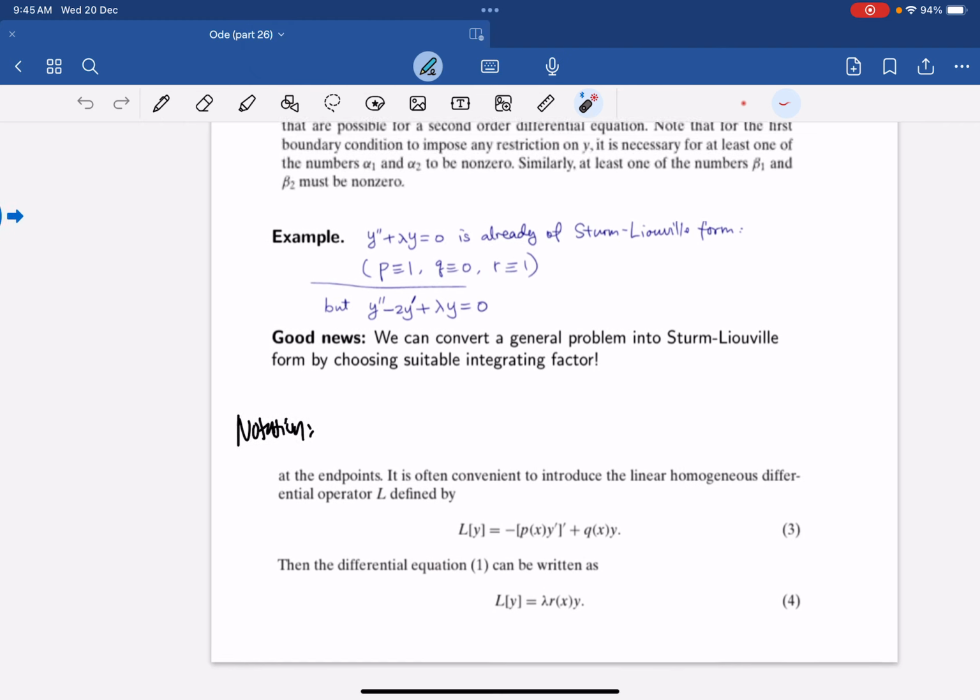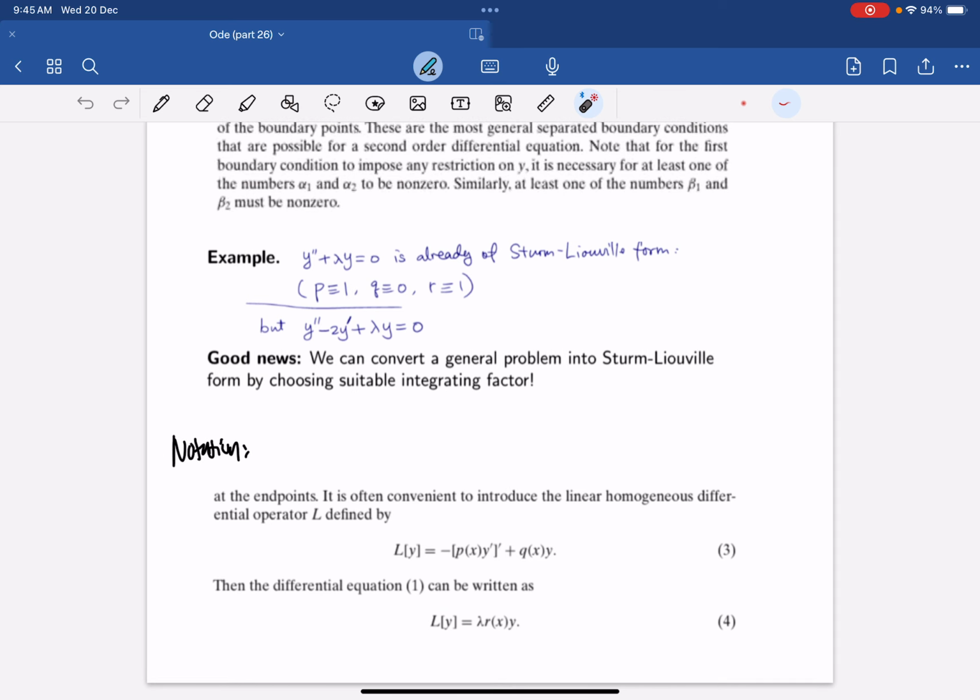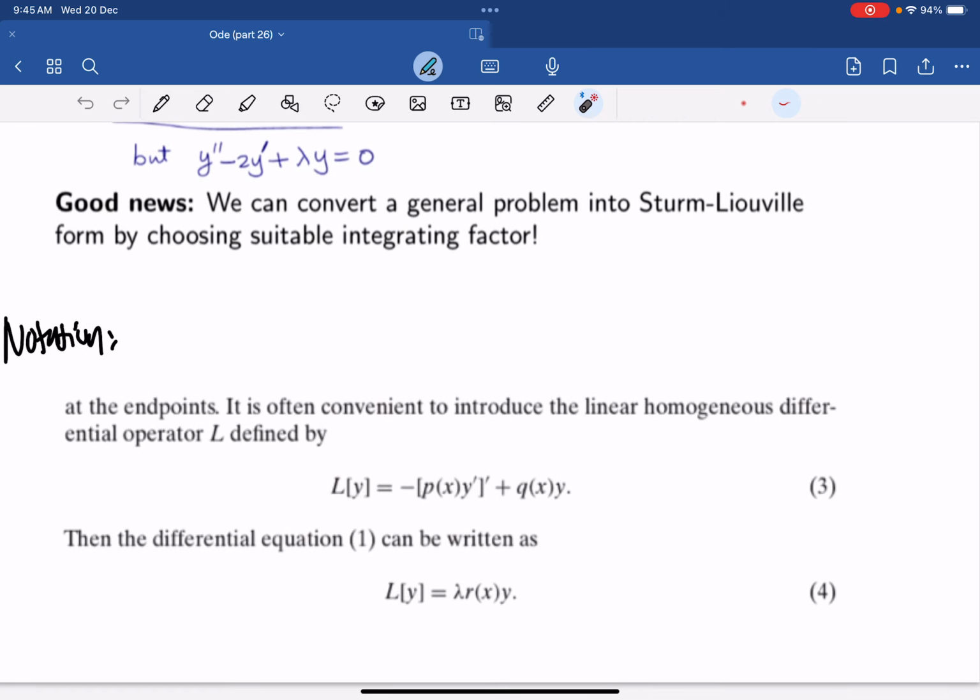But the good news is we can convert a general problem into a Sturm-Liouville form by choosing a suitable integrating factor. So let's introduce some notations first, and we let this be the linear operator for such an eigenvalue problem. And the differential equation can now be written as this linear operator equals to lambda r(x) y.